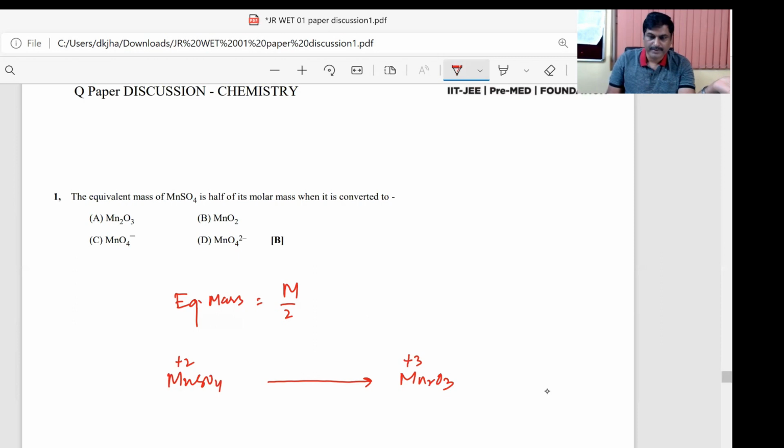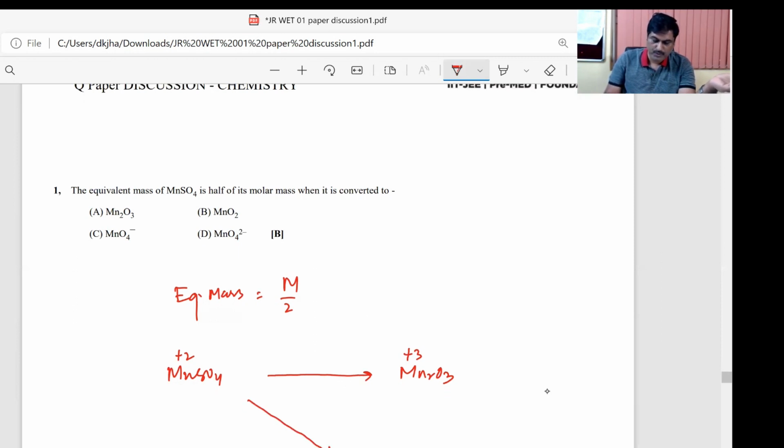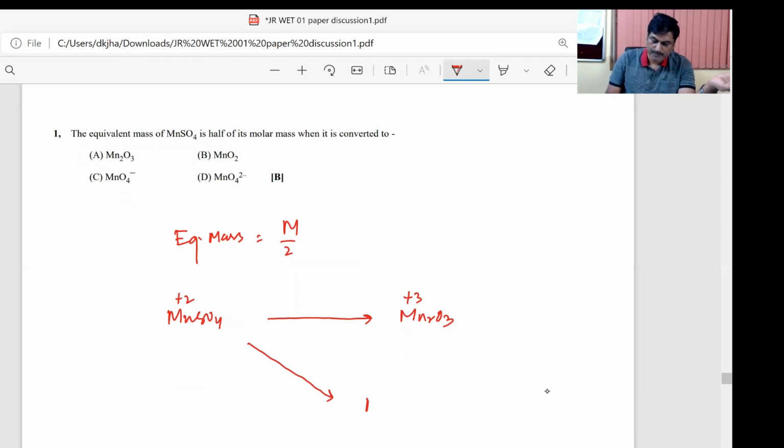So the oxidation state is plus 3, a change of 1. If this one is coming to MnO2, then x plus 2 into minus 2, minus 4, which will go that side, plus 4. So Mn will be plus 4, right? So plus 2 to plus 4, the change is 2. Yes, this will be the answer.